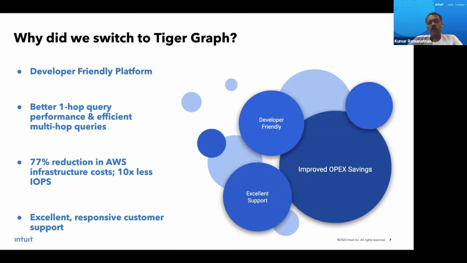The knock-it-out-of-the-park winner was that we run all of our infrastructure in AWS, and just switching from the other graph store to TigerGraph led to a 77% reduction in infrastructure operating costs for us. A significant portion of it was how efficient TigerGraph was in I/O. For our volume, we ended up provisioning 10x less IOPS in AWS.